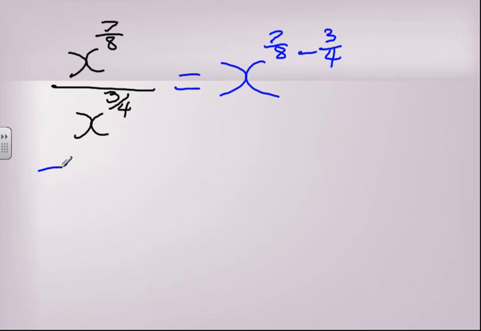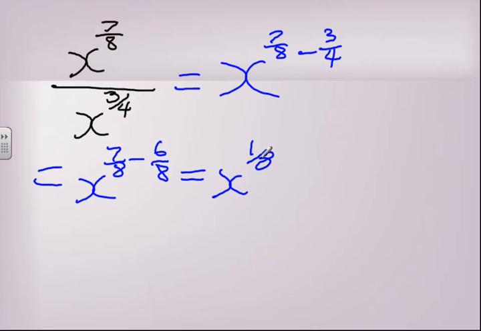So let's write that out again. X to the 7/8. I'm going to convert 3/4 because I need a common denominator before I can subtract these two. So it's going to be times both by 2. I have 6/8. 7/8 minus 6/8 gives me x to the 1/8. And that answers the first one. So when you're dividing, you subtract exponents.